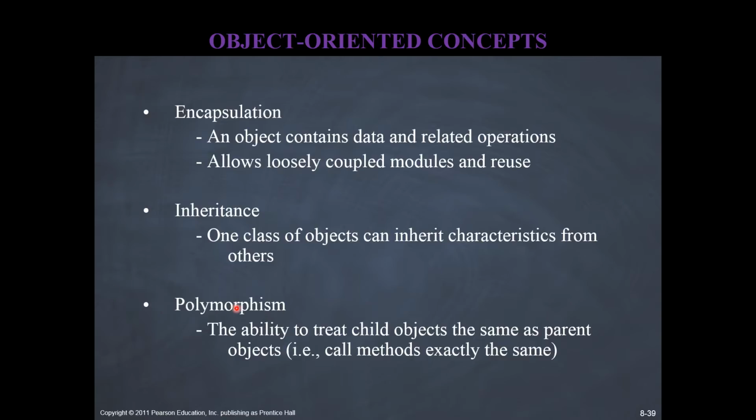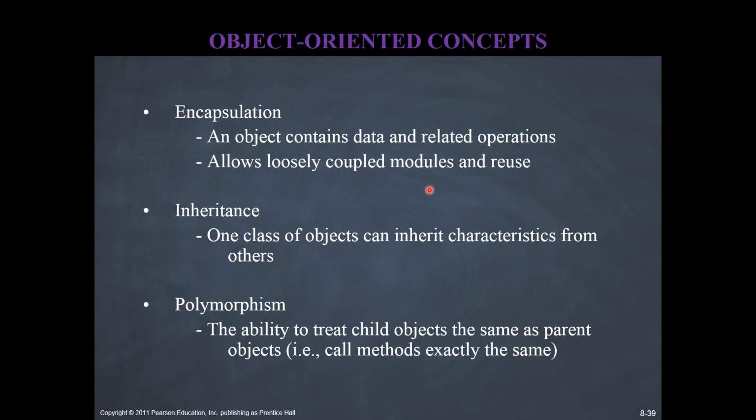Polymorphism basically means you can treat child objects the same as parent objects. In other words, if one object is a child object derived from another object, then you can assume that the methods will be the same. You can call them. And one thing that I forgot to mention as a part of encapsulation is that it allows for loosely coupled modules and reuse.